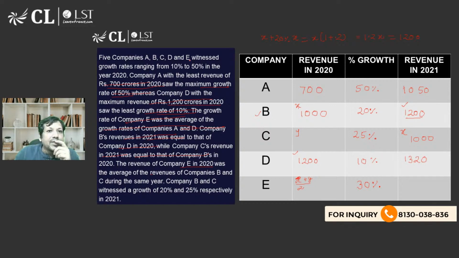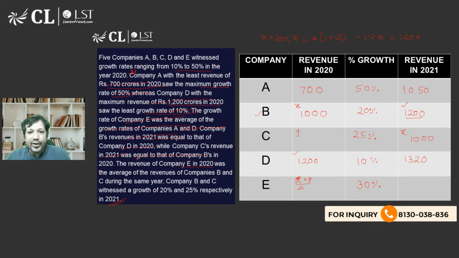Five companies A, B, C, D, E witnessed a growth rate ranging from 10 in the year. It should be 2020 and 2021. This should be written like this. I think there is a typing error in this question, right? So what you are pointing out is right. It is 10% to 50% from 2020 to 2021. So the growth is 10 to 50%. Whatever you are saying is conflicting. So in that case, your every answer is going to be cannot be determined, right?